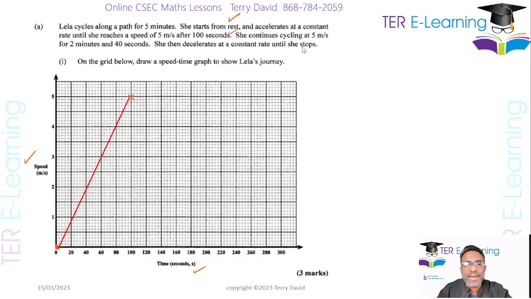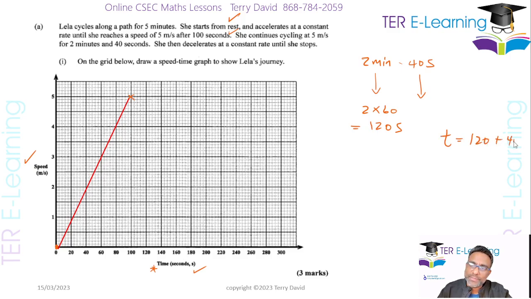She continues cycling at 5 meters per second for 2 minutes and 40 seconds. The problem here that some students might have an issue with is the time units. You need to convert 2 minutes and 40 seconds into seconds. So 2 minutes is 2 multiplied by 60, which is 120 seconds, but we have the 40 to add. So the total time is 120, that's the 2 minutes, plus 40, and that's going to give us 160 seconds. So for 160 seconds, she's going to be traveling at 5 meters per second. This here is up to 100 seconds.